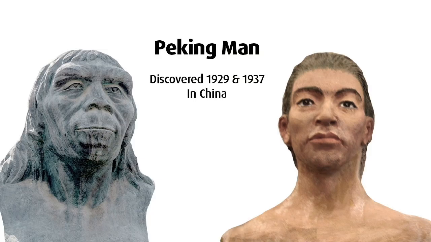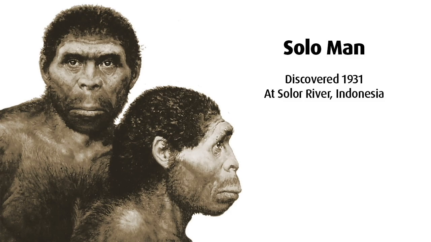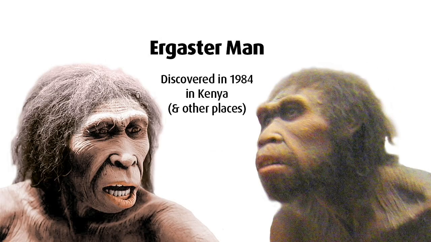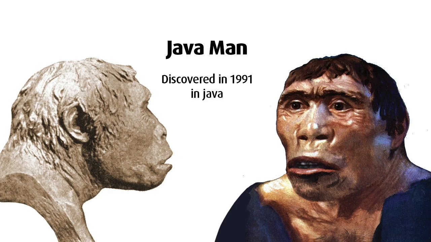Well, since these three examples, we have others. We had the Peking man, which was claimed to be a human missing link. It was discovered in 1929 and again in 1937 in China. The Solo Man was discovered in 1931 at the Solo River in Indonesia. The Heidelberg Man, which was discovered in Germany in 1907 and 1921. Originally, it was only based on a single jawbone. And then the Ergaster Man, which was discovered in 1984 in Kenya and in other places. The Java Man, all of these were claimed to be missing links. It was discovered in 1991.